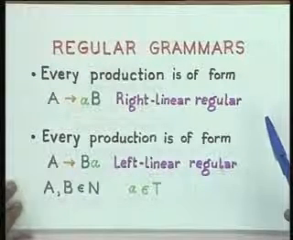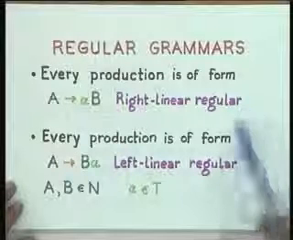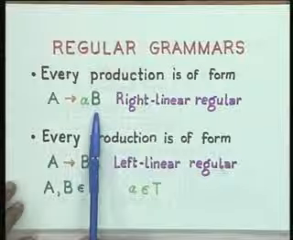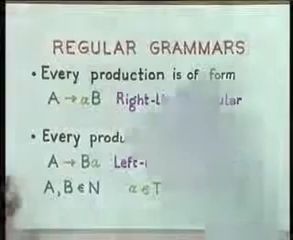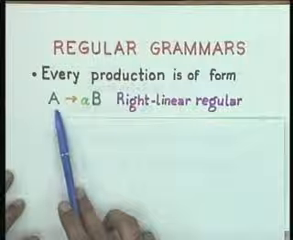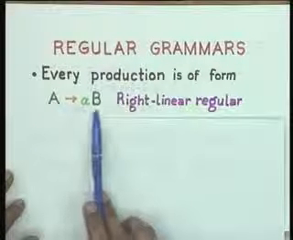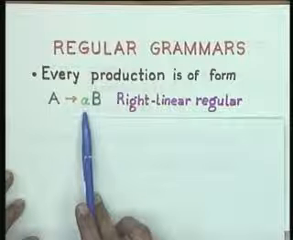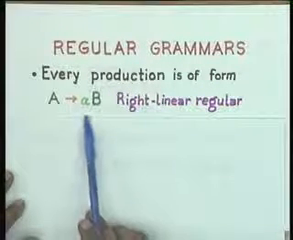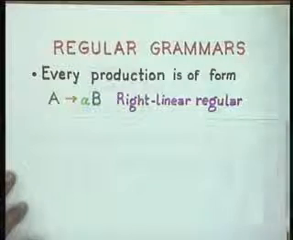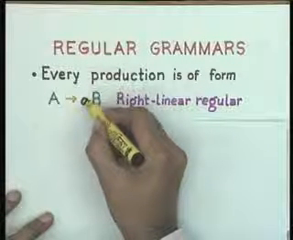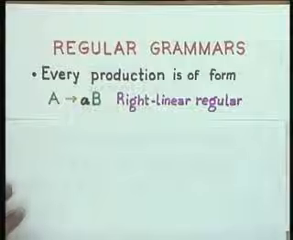In a regular grammar, every production is of this form. Supposing you take a grammar in which every production is of this form, where this capital A denotes a non-terminal symbol, this capital B denotes a non-terminal symbol, and this small a denotes a terminal symbol. So if every production is of this form, then we call this a right linear regular grammar.